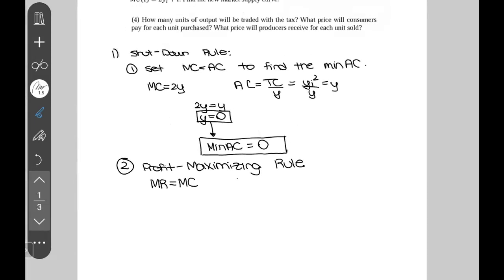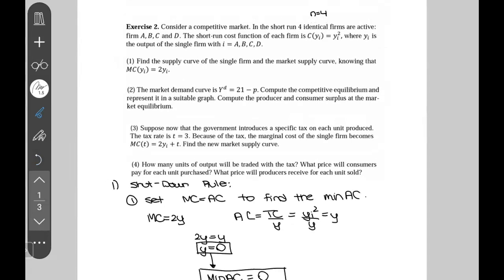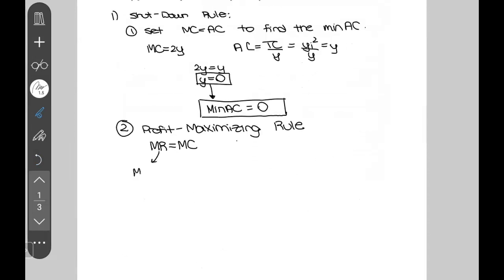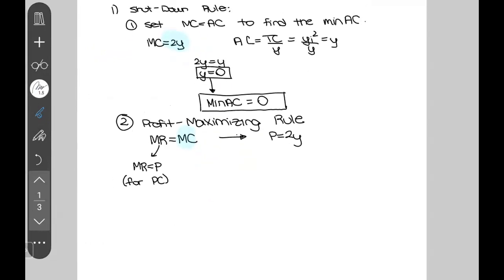And marginal revenue, if we know that we're dealing with perfect competition because they tell us that we have a competitive market, then the marginal revenue is just going to be the same thing as the price. So MR is equal to P for perfect competition. And the marginal cost we found before, it was 2y. So we have P equals 2y. This is just from over here. And because we're trying to find a supply function, we want to solve for y. If we solve for y, we're going to end up with P over 2.